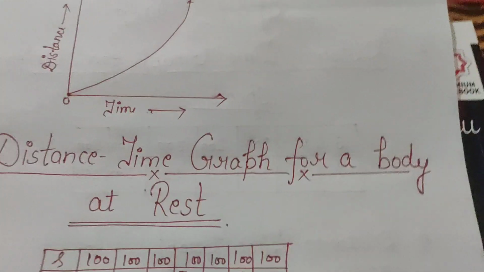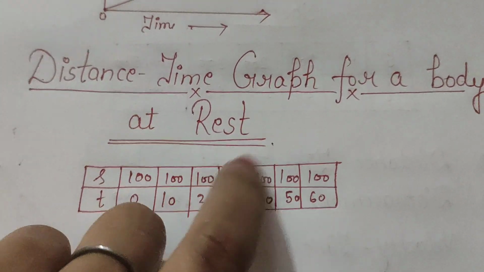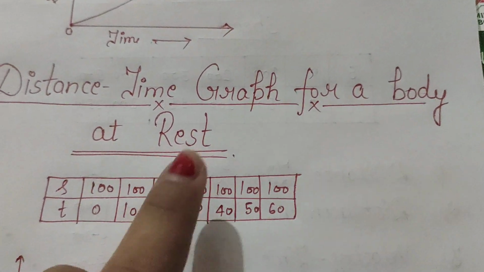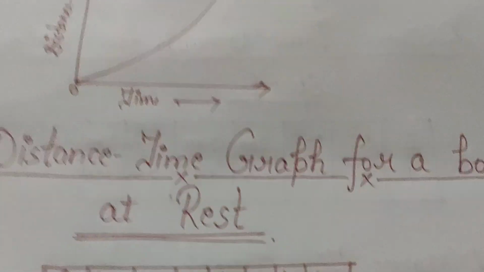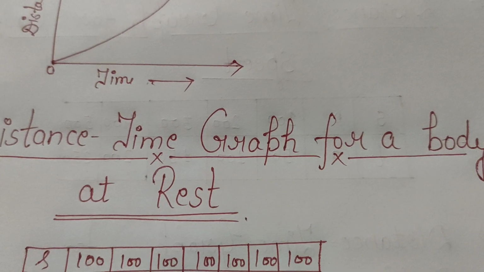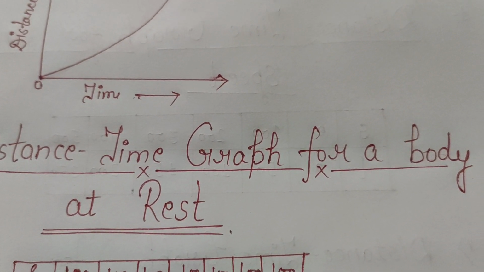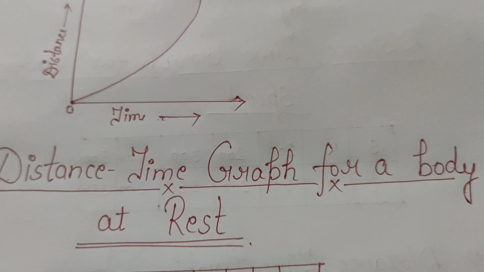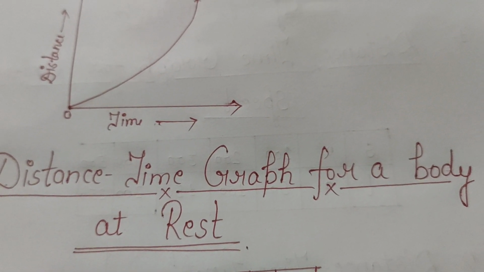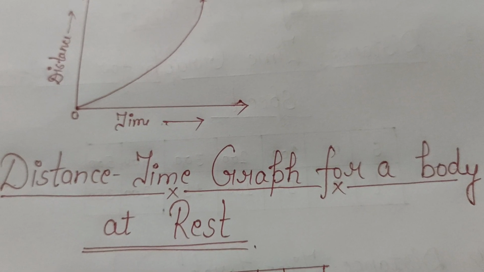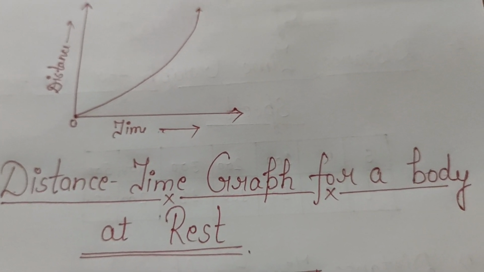Now in the next sequence we have a third graph, that is the distance time graph for a body at rest. We know that if a body is at rest, that means we can't see the object moving. And if the object is not moving, the question seems quite interesting: how are we going to draw the distance time graph for that?